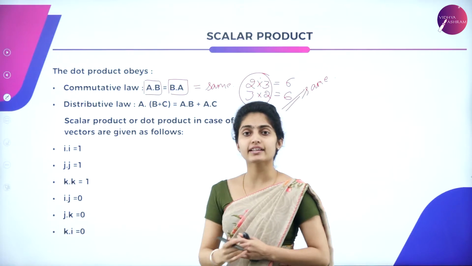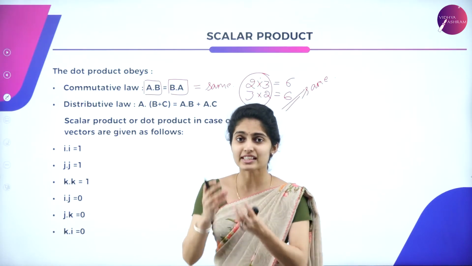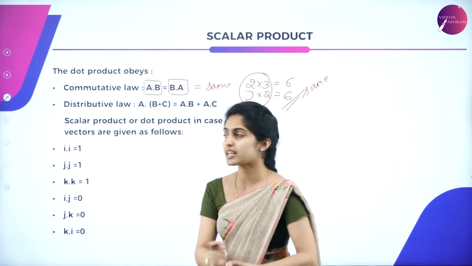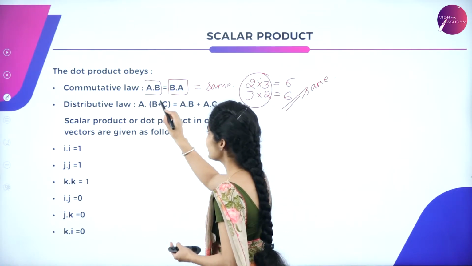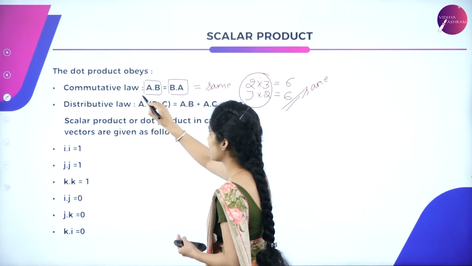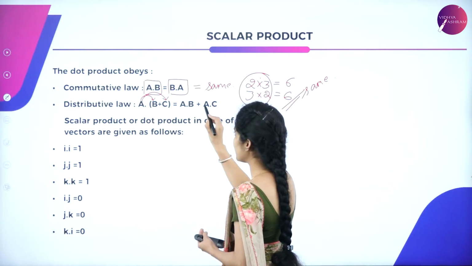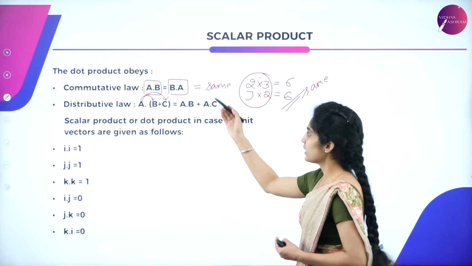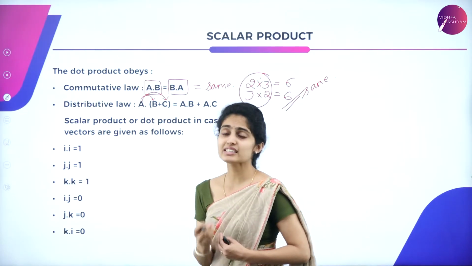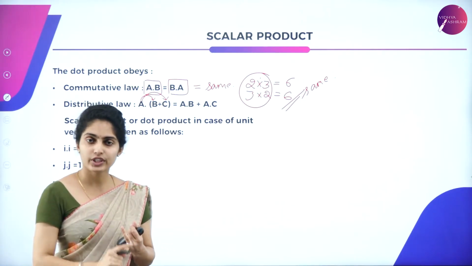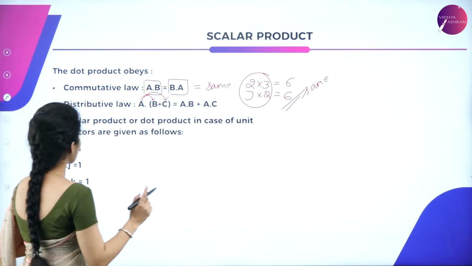And secondly, it is distributive law. That means it is getting distributed. There is distribution which is taking place. That is A into (B plus C). You're distributing A for B as well as A for C. So A into B plus A into C. So that is all about what the scalar product obeys, which are the laws, that is commutative law as well as distributive properties.